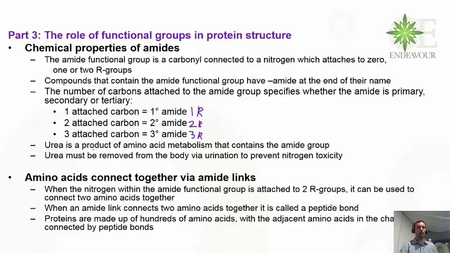For example, urea has the amide group and is produced in amino acid metabolism as a way of removing nitrogen from the body to avoid nitrogen toxicity. So the urea can be removed from the body through urination. Amino acids do connect together via amide links to form proteins. So remember, proteins have 100 or more amino acids connected together, and they're reliant on this amide link to connect those amino acids together.